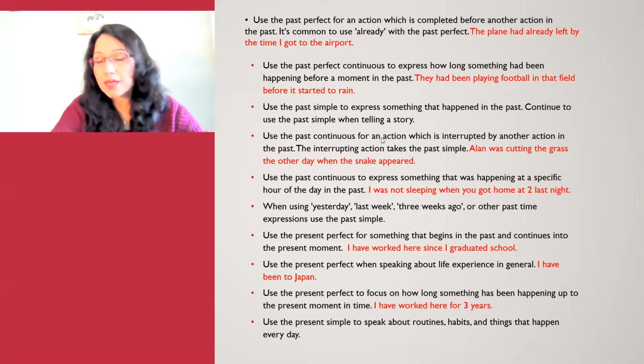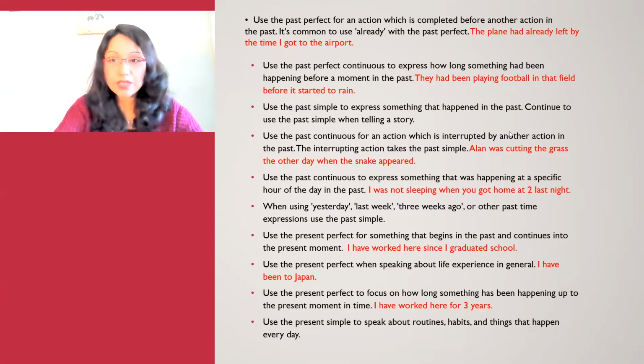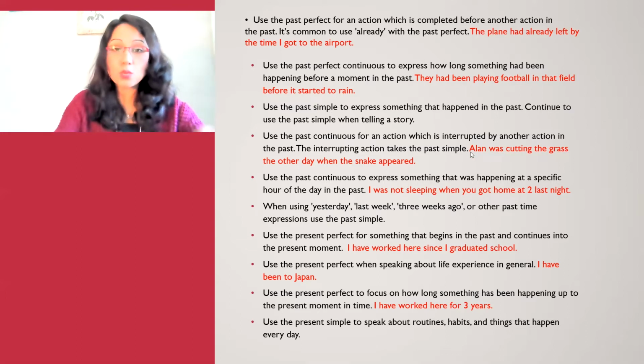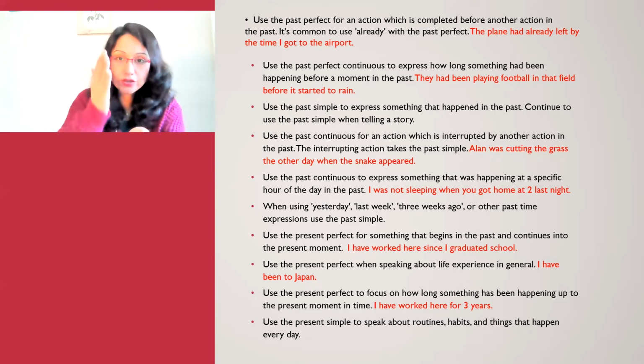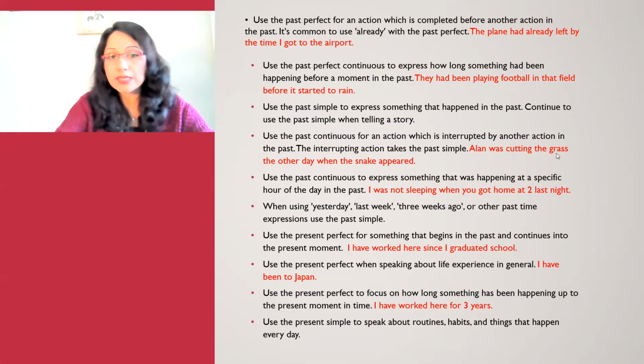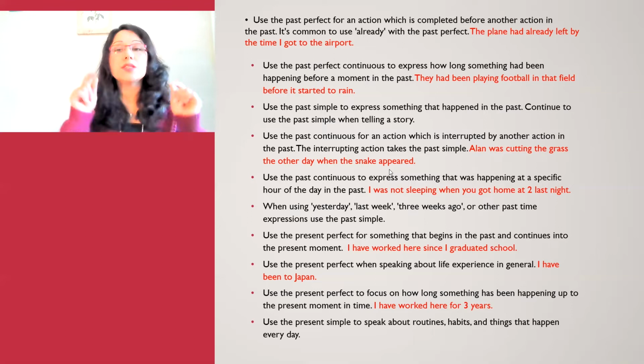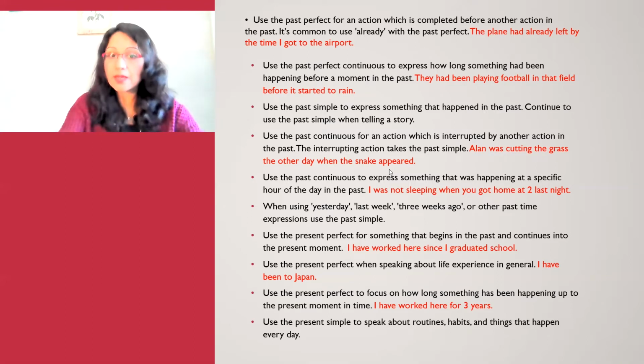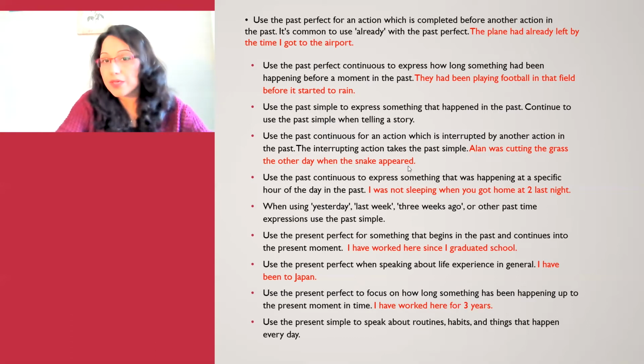Then use the past continuous for an action which is interrupted by another action in the past, all right? So you use your past continuous with your past simple. For a longer action, we always use a past continuous, and something that interrupts, that is with past simple. So Alan was cutting the grass the other day when the snake appeared. All right. So the action of cutting the grass was happening and it was interrupted. Why? Because the snake appeared.